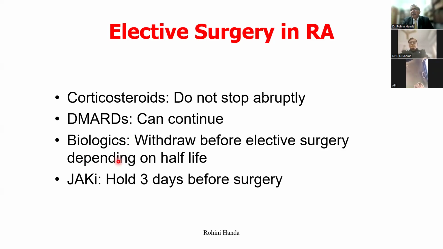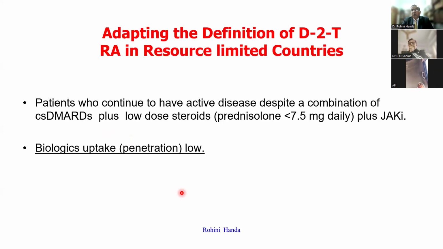With etanercept, where the half-life is less, you stop it 2 to 3 weeks before. Rituximab has to be stopped several months before elective surgery. JAK inhibitors are held 3 days before surgery and resumed after the surgical wound has healed.